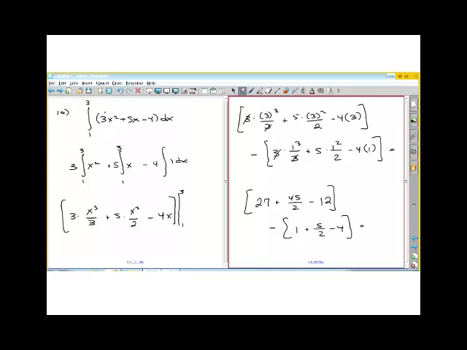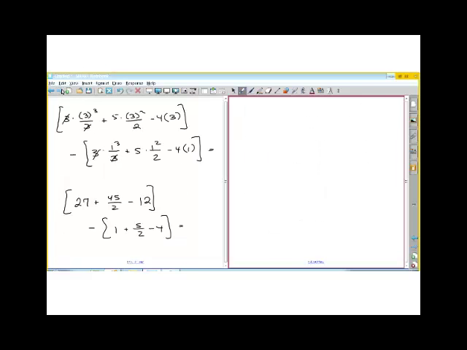Going back here, if you were integrating this, you'd say, okay, I'm just going to do each one of these separately: 3x cubed over 3 plus 5x squared over 2 minus 4x evaluated here. So you can go from here straight to there. You just do each one separately and add them together in your head. Okay, now back down to here.